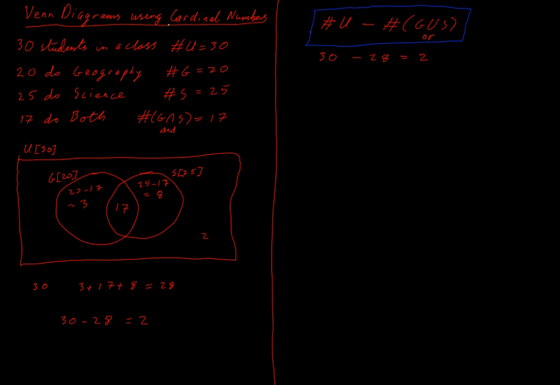Now, this is the idea of our Venn diagrams, when instead of writing down each element in the set, we write down the number of people or the number of objects in each part of the set. And that is what we need for solving our problems right now.